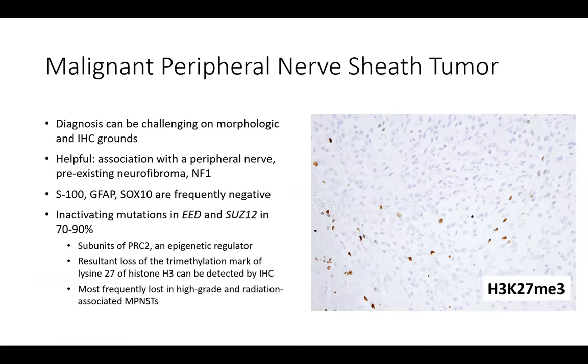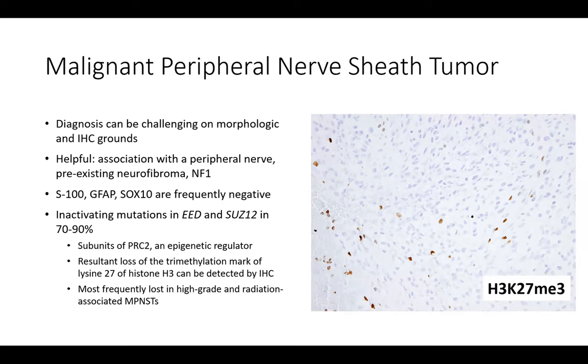Clinical associations are actually very helpful for this diagnosis, so they can be associated with a peripheral nerve, they can arise in a pre-existing neurofibroma, and they can arise in the setting of neurofibromatosis type 1. But without other associations, the diagnosis can be very hard, particularly because conventional Schwannian markers are frequently negative. So S100, GFAP, and SOX10 are often negative in this tumor.